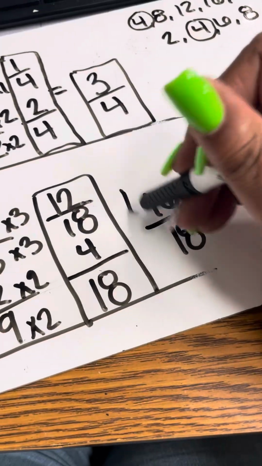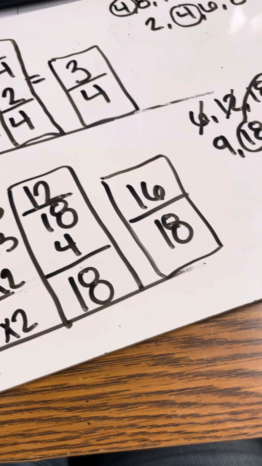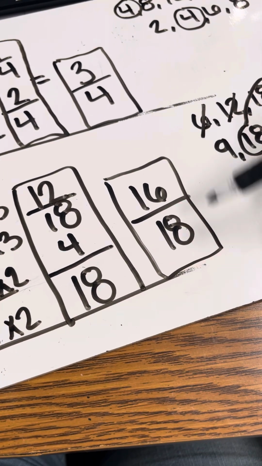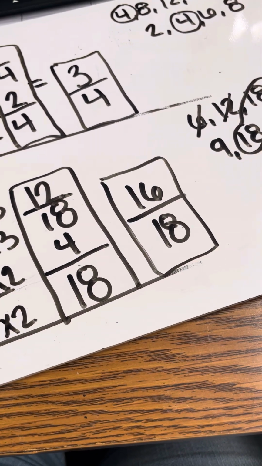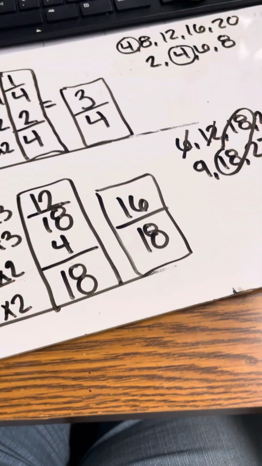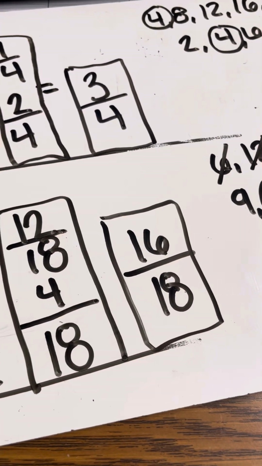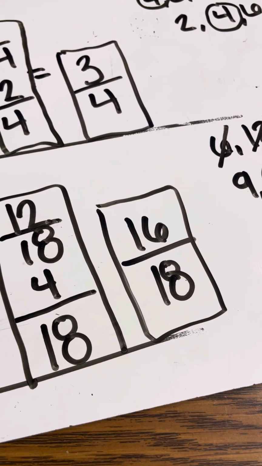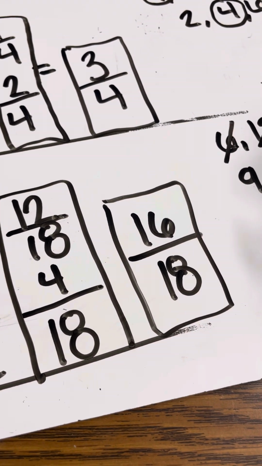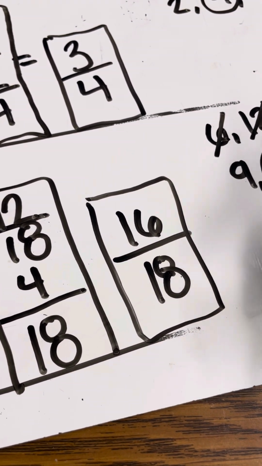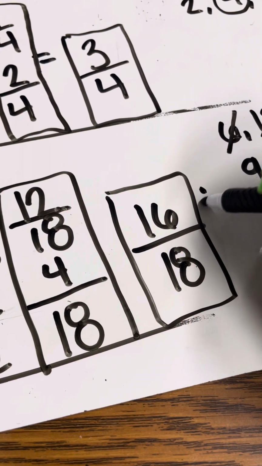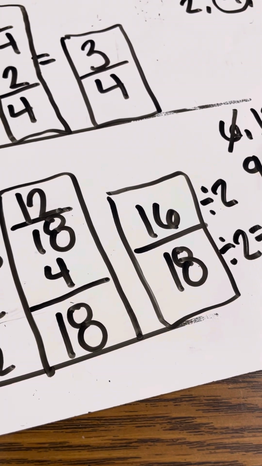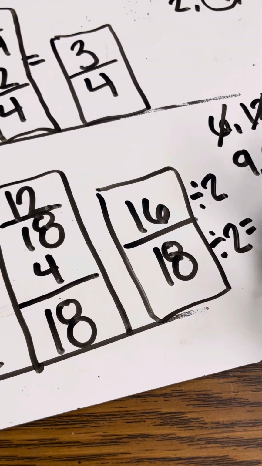Now, this is a good answer, okay? But we can take it from good to better. There is a number that goes into both of these numbers equally. I'll give you guys a second to think about that. What number can go into both 16 and 18 equally? So that number is actually 2. So we're going to reduce this fraction, basically make it smaller. So let's divide the top and the bottom by 2. 16 divided by 2 is 8. 18 divided by 2 is 9.